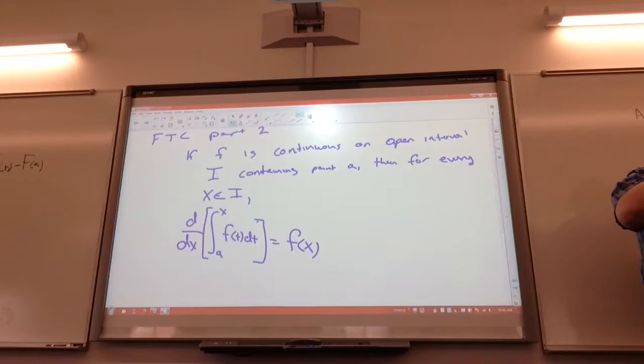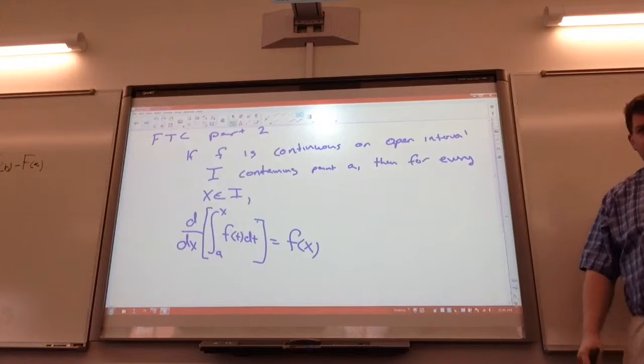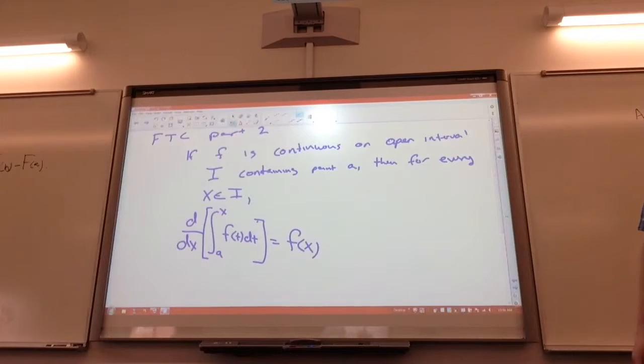Okay? Basically, if you take the derivative of the integral, then you'll get the original function. Yeah. Okay. And we're going to look at some examples.